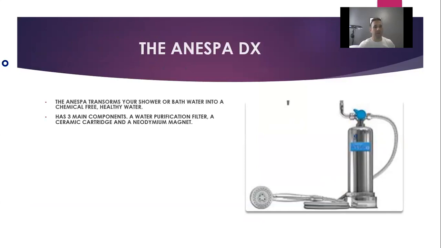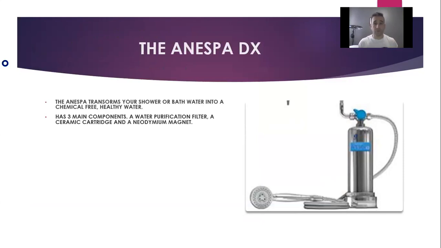It has three main components: a water purification filter, a ceramic cartridge, and a neodymium magnet. You want to be able to explain a little bit about this product as well, because if you are introducing the trifecta method to people, or to somebody who has a lot of skin issues, or who already has a chlorine filter hooked up to their shower, you want to promote this product to them.